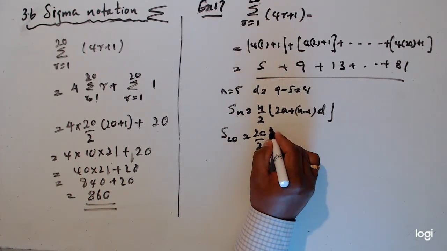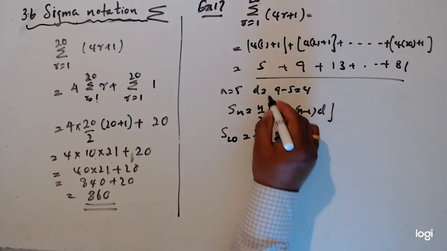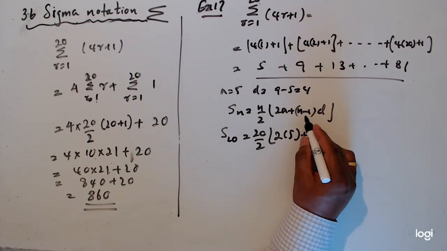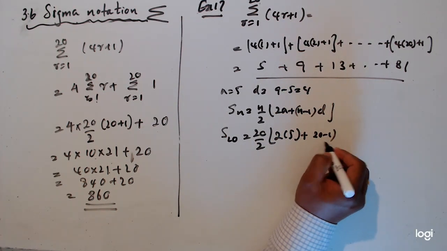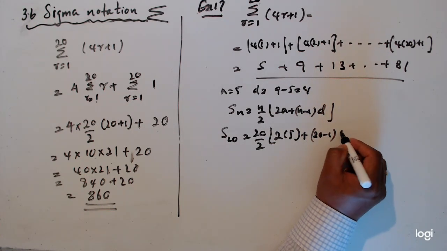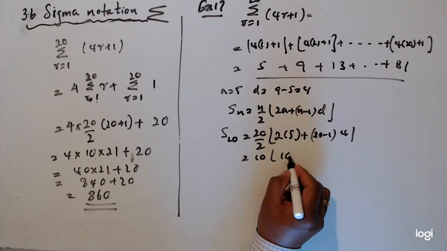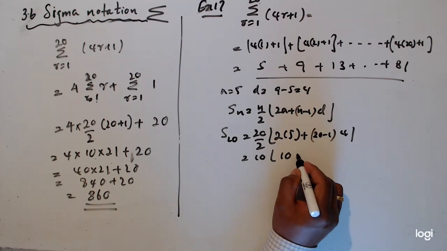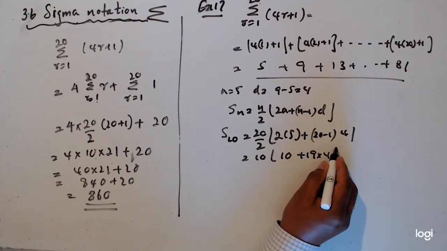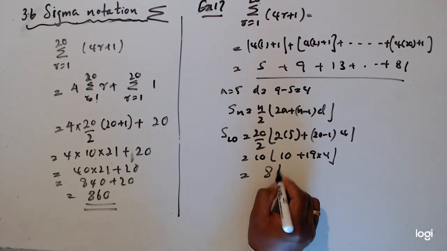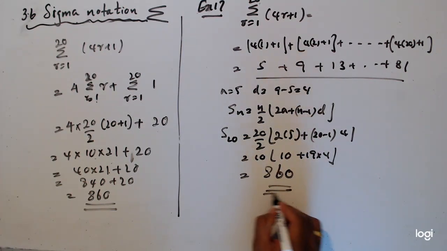is 20 over 2, times 2 times A, which is 5, plus n, which is 20, minus 1 times D, which is 4. So this is going to be 10 times (2 times 5 plus 19 times 4), and you will get the answer as 160.